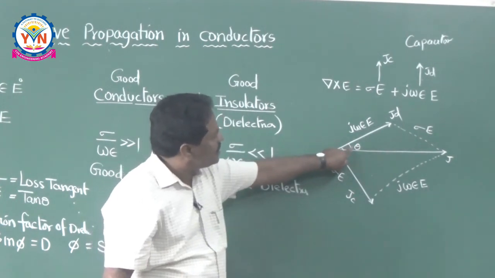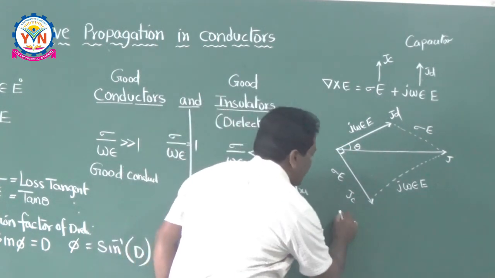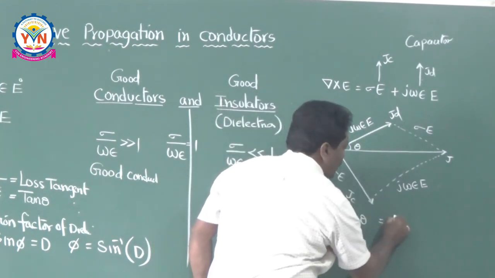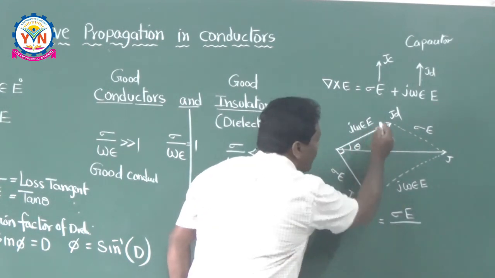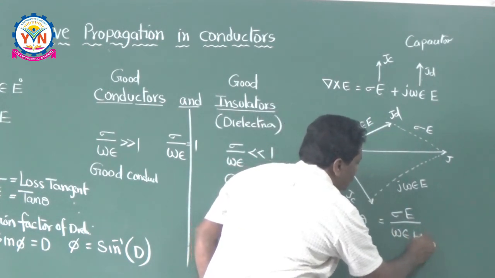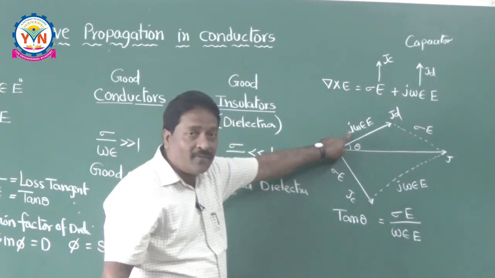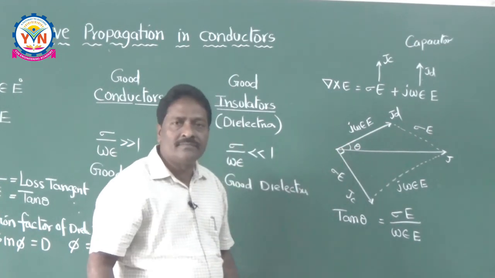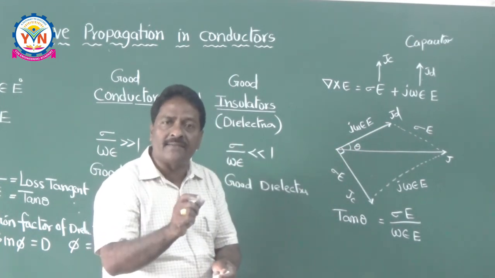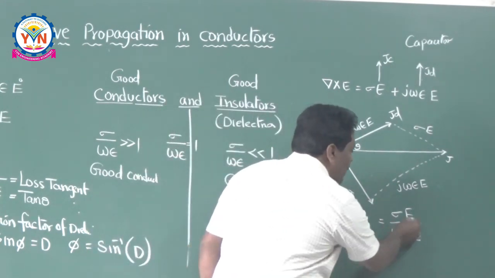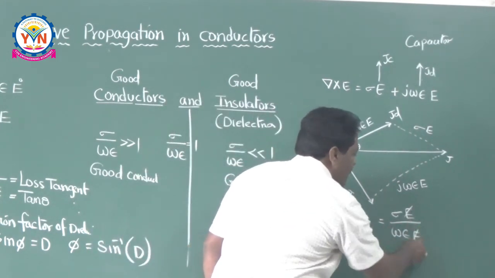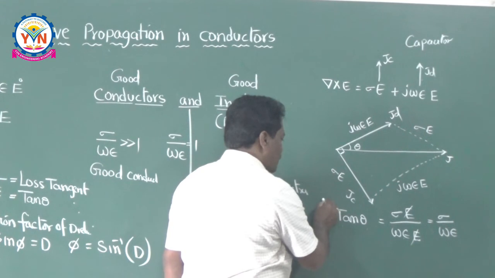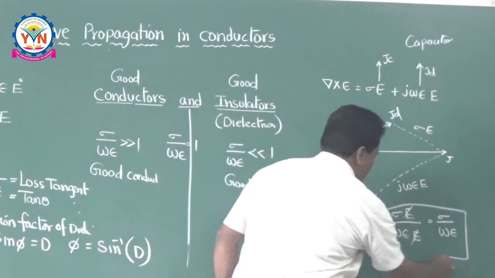So from this diagram, what is tan theta? Tan theta is opposite by adjacent. What is opposite? Sigma E. What is its adjacent? Omega epsilon times E. The phase angle of 90 degrees is already taken care of, and that's the reason we have put the 90 degrees angle here. So tan theta is equal to sigma E by omega epsilon times E, and E will be cancelled. Therefore, tan theta is sigma by omega epsilon. This is called the loss tangent. This is the loss tangent.